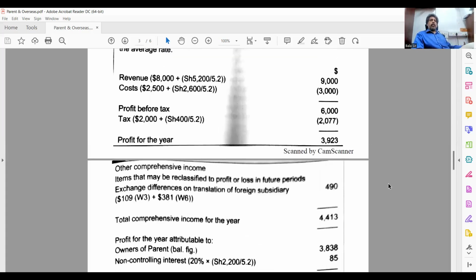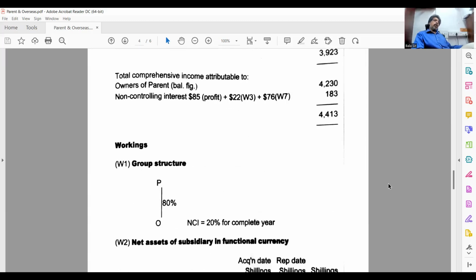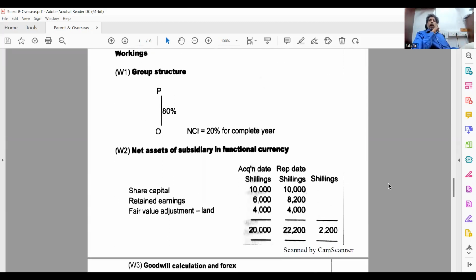Now just see the first working note out there. What is the first working note? Group structure. Exactly. So we know very clearly that Overseas is the foreign subsidiary. In that, the parent entity owns how much? 80%. That means the non-controlling interest is 20%. You just have to put a diagram out there if you want to. Otherwise, simply write: parent entity having 80% control over Overseas, and NCI how much? 20%. That's it with working note 1.